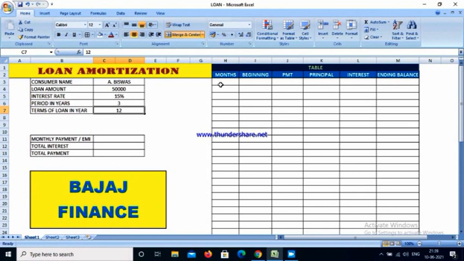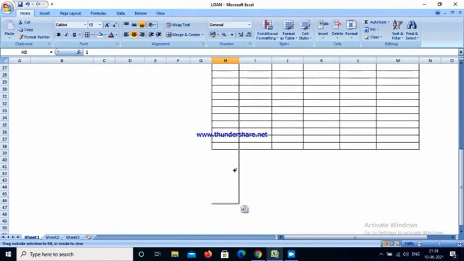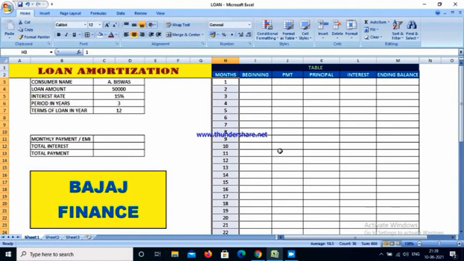Means months, here you have to put the serial numbers 1 to 36. All these are indicating the months. First 1, month number 1, up to 36 you will drag with the mouse. So I can drag through the mouse. Okay, up to 36 I have put it. 1 2 3 4 5 6 up to 36 months I have put already here.